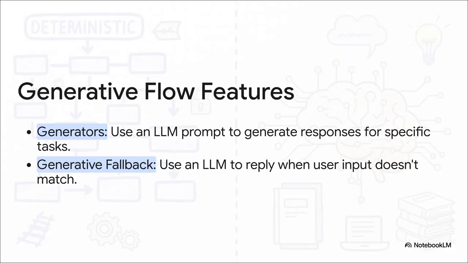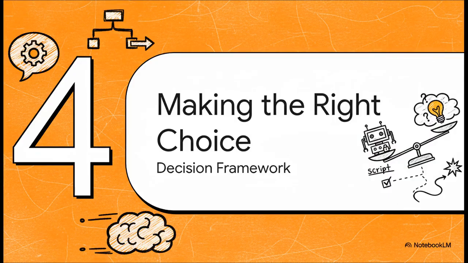These tools are kind of like creative escape hatches from your script. For example, a generator can be called on to handle a complex task right in the middle of a flow, like summarizing a long order. And generative fallback is like your safety net. If a user goes totally off script, instead of the bot just saying, "I don't understand," the AI can generate a genuinely helpful response on the fly. So with all these options on the table, deterministic, generative, and this hybrid approach, how do you actually choose?